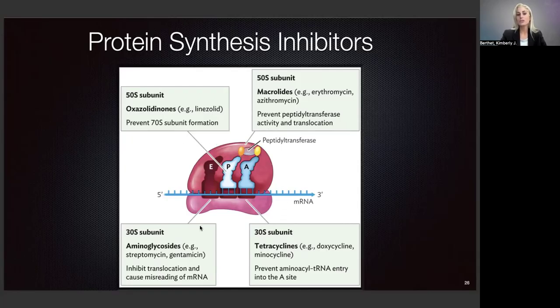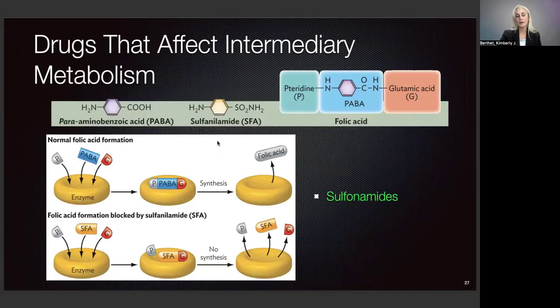And again, proteins are critical within the cell. They can be part of the membrane for receptors. We have proteins that are enzymes that run critical metabolic reactions. We have proteins that work with DNA. So protein synthesis inhibitors are extremely important in the category of antibiotics.